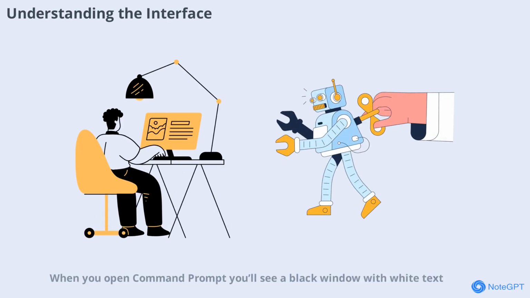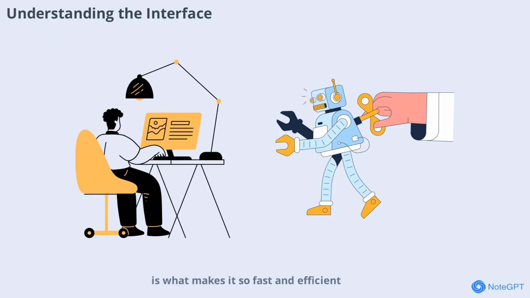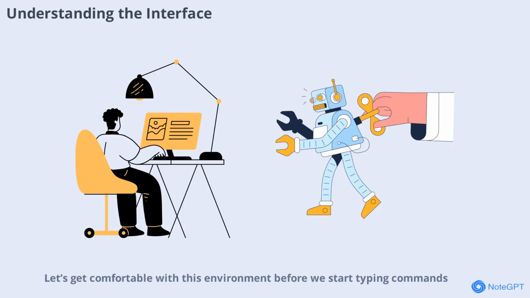When you open Command Prompt, you'll see a black window with white text. This is your command line interface. At the top, you'll notice the path showing your current directory, usually something like C:\Users\YourName. The blinking cursor is where you'll type your commands. Don't worry if it looks plain, the simplicity is what makes it so fast and efficient. Every command you enter will be executed by the system, and the results will appear right here. Let's get comfortable with this environment before we start typing commands.